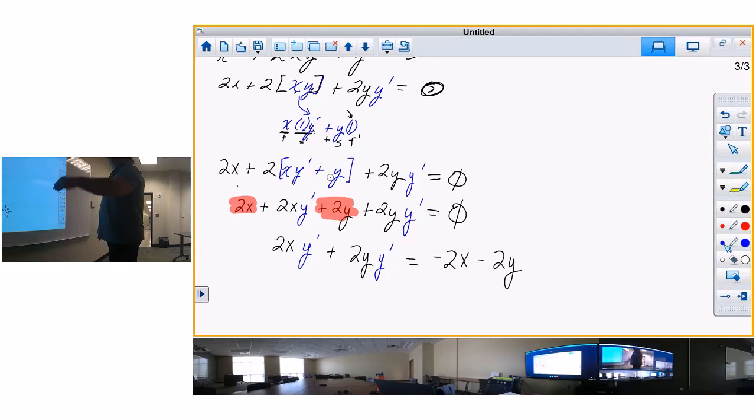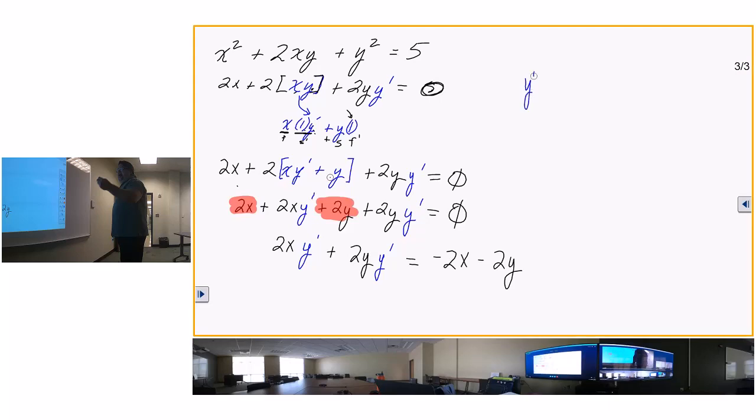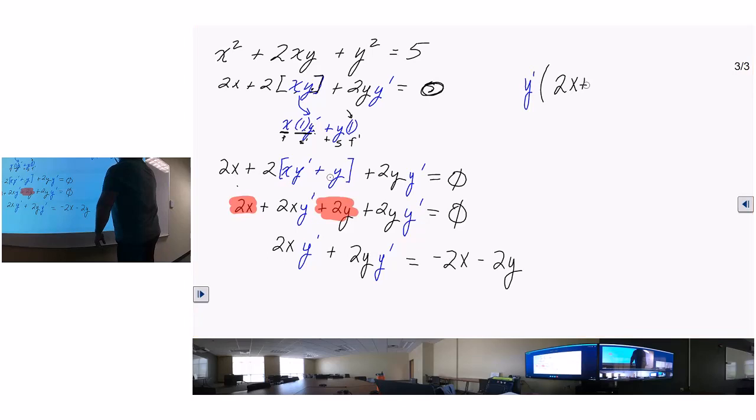What's in common with 2xy prime plus 2y prime? You could factor out a 2, but what are you solving for? Y prime. So factor out the y prime. Y prime, parentheses, and that's going to leave you with 2x plus 2y equals negative 2x minus 2y.